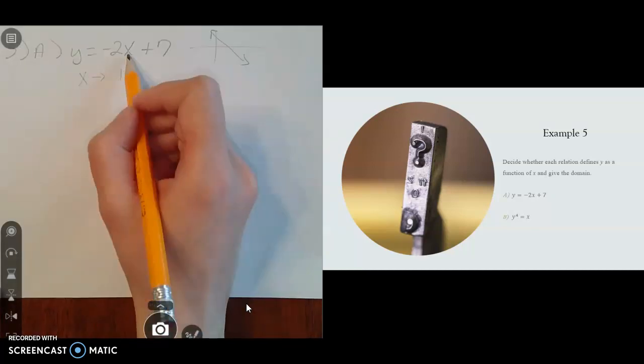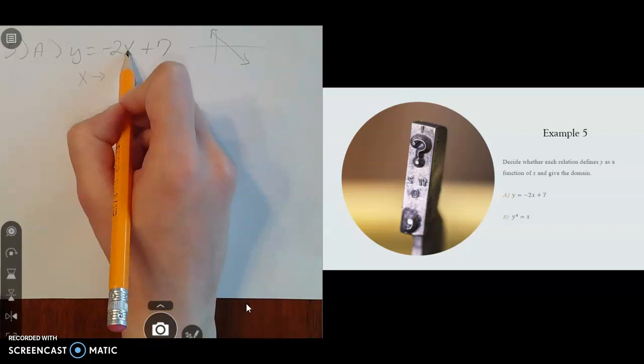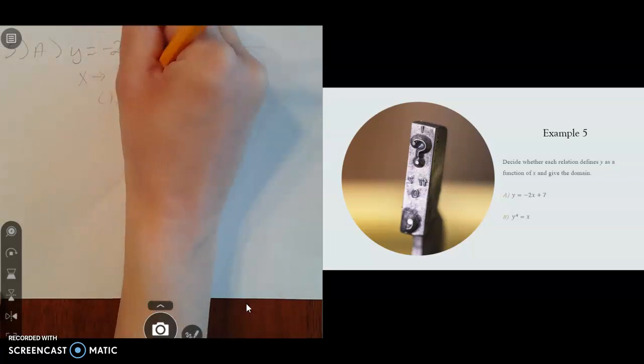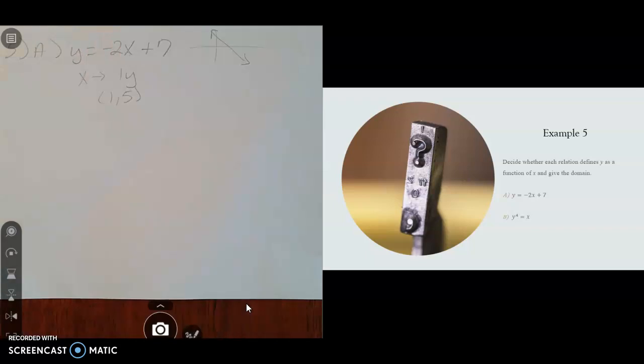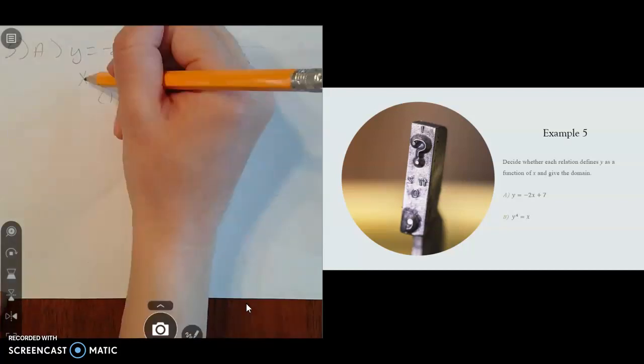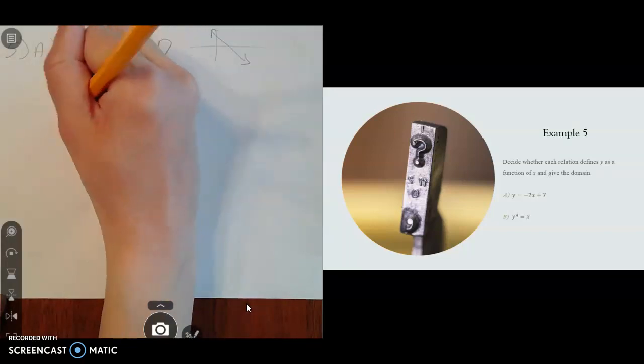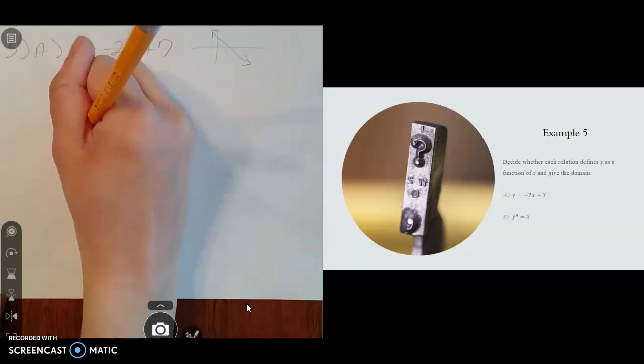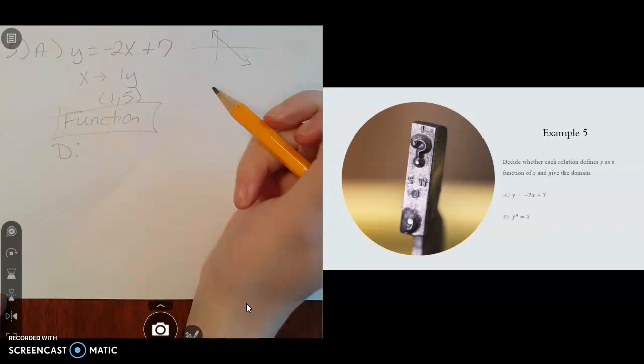Be like, well, what if x is 1? Well, you do negative 2 times 1, which is negative 2. And then negative 2 plus 7 would give you positive 5. And so you would have the point (1, 5) as an answer. And so you could do this as many times as you want until you feel comfortable with it. But basically, every x value that you put in, you're just going to get one y value, and that makes this a function.